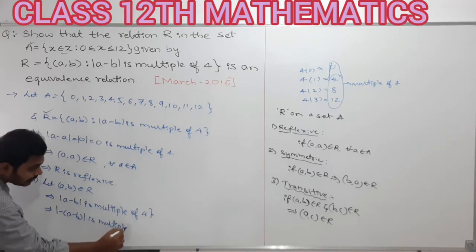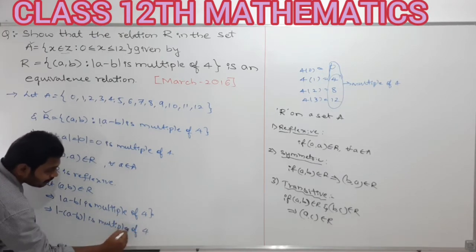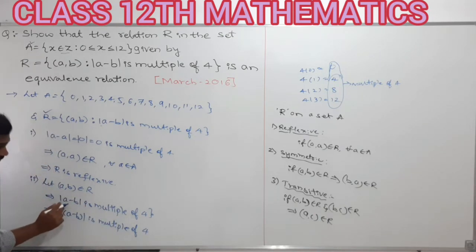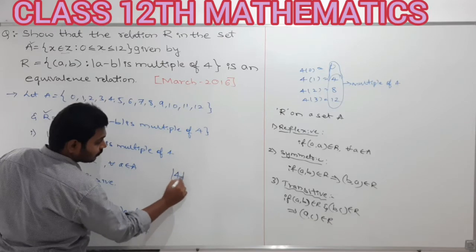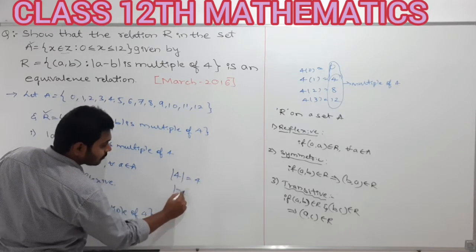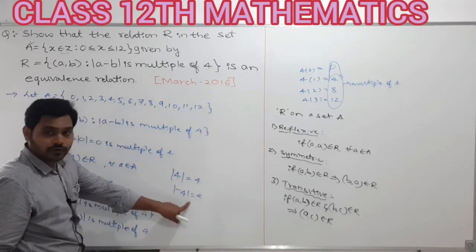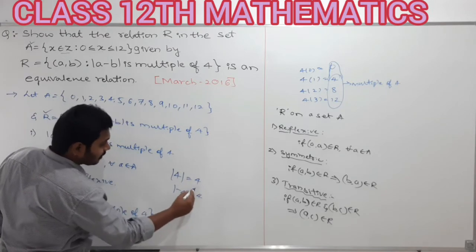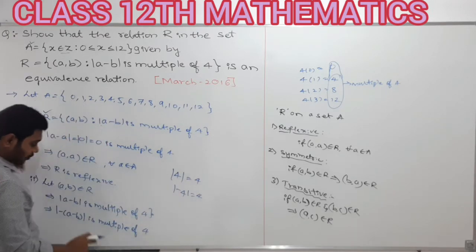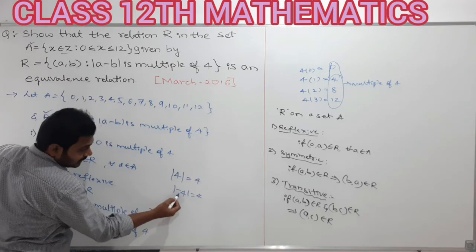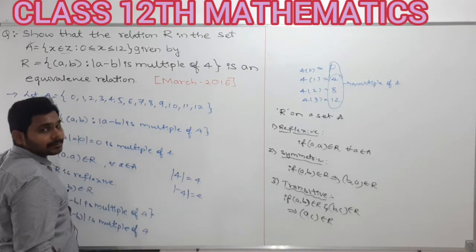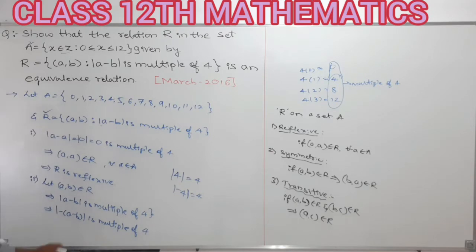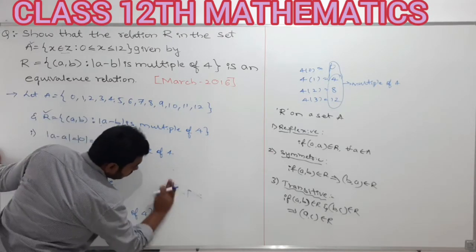Modulus of a minus b is also a multiple of 4. Am I clear? So modulus of 4 is equal to 4, and modulus of minus 4 is also equal to 4. If 4 is a multiple of 4, the negative is also a multiple of 4, because you are taking it inside the modulus. Am I clear? Or else leave this one, don't get confused.